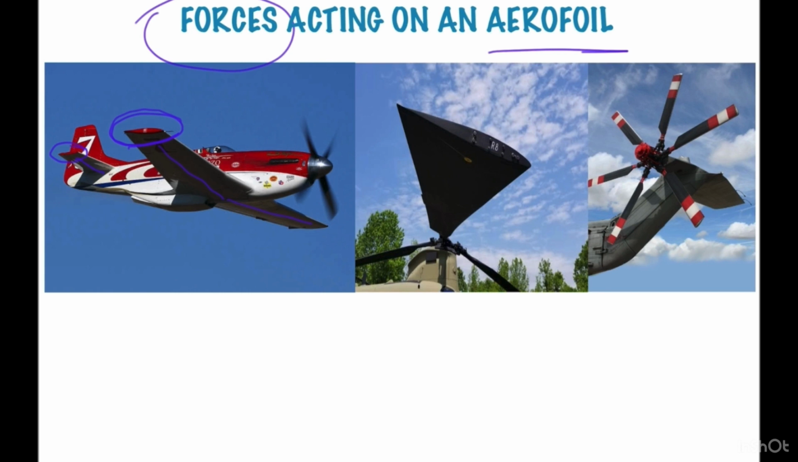Second picture is of a Chinook aircraft, in which the main rotor blade is in an aerofoil structure. Similarly, this is a Sikorsky helicopter, and its tail rotor blade is also an aerofoil structure if you look clearly. These aerofoil structures, when they move through the medium, the air, generate lift force, and that's how the aircraft flies. We'll be discussing the different forces which act on an aerofoil structure.